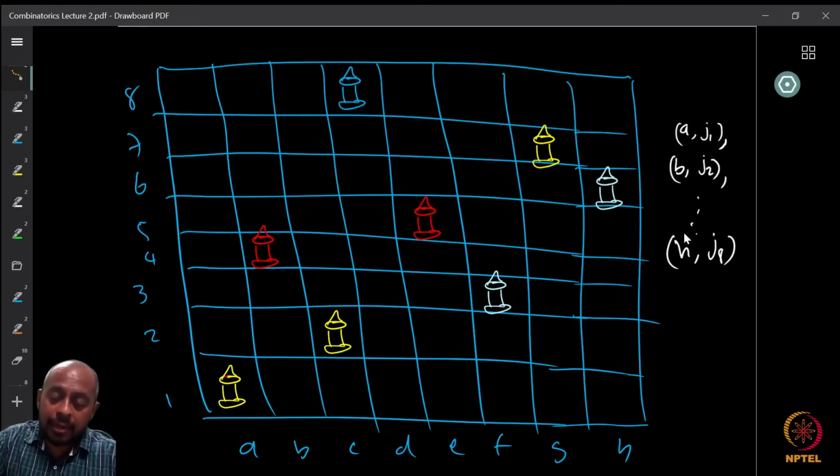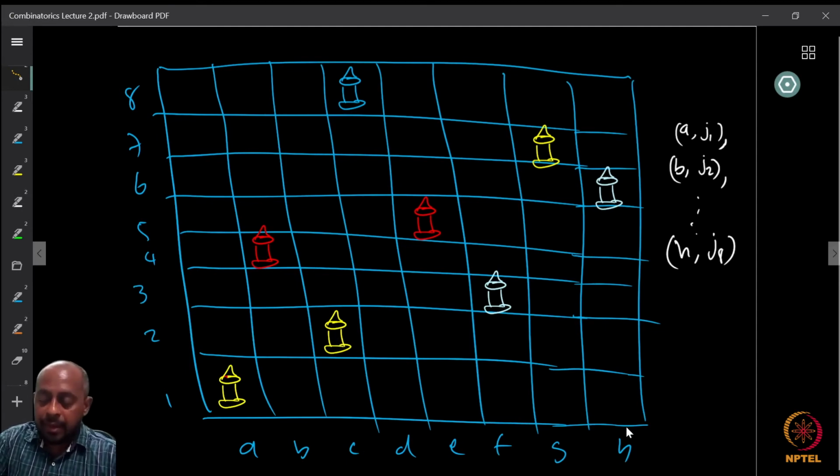Any order I can have. For example, in the A file, if I have the first position, then in the B file I cannot have the first position, but I can take the fourth position, right? For example, in the C file I can take the second position, etc. In the H file I can take the sixth position. So this is possible, right?